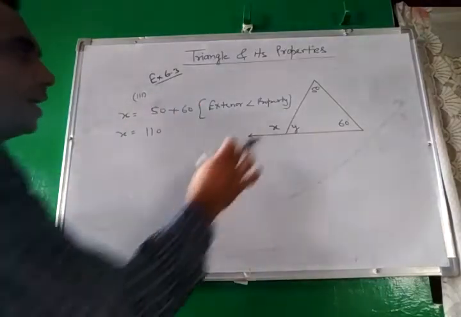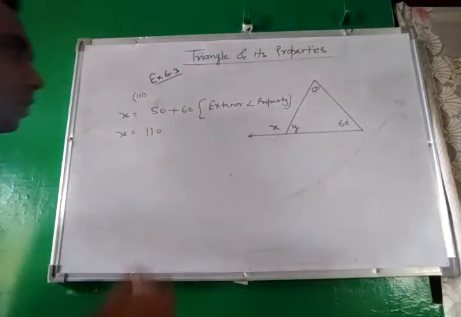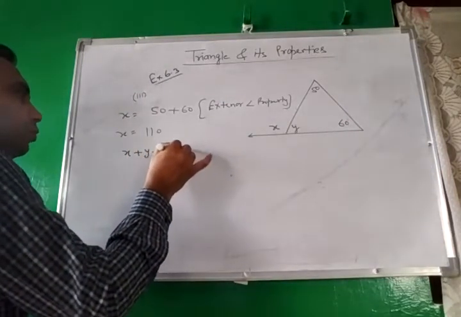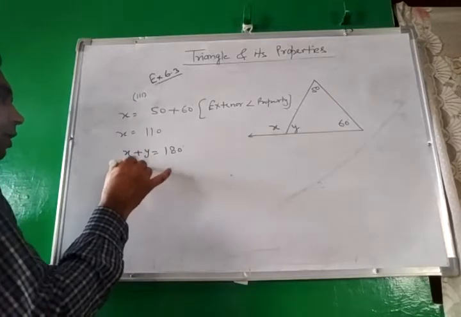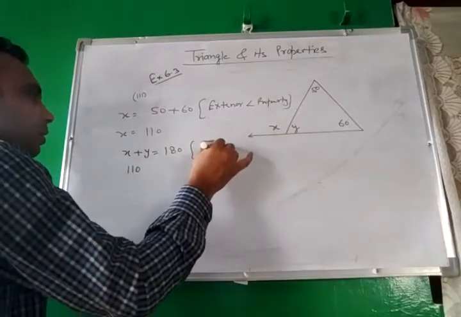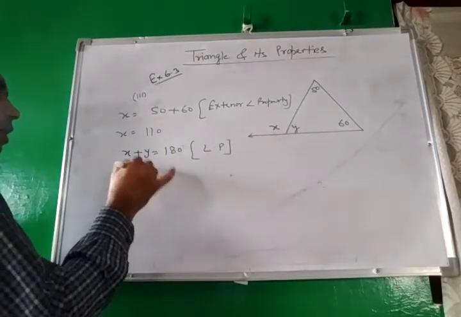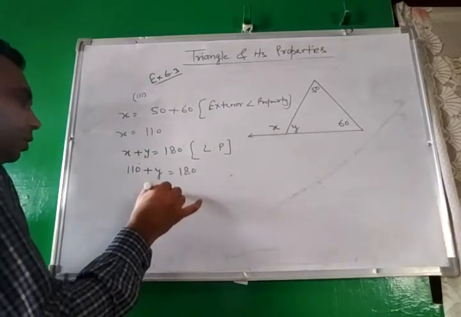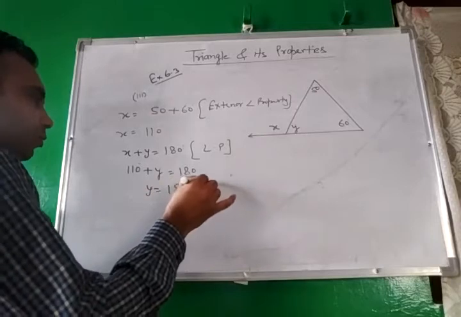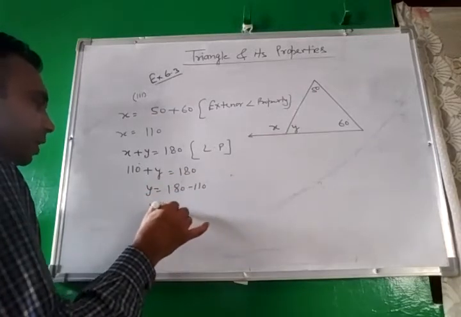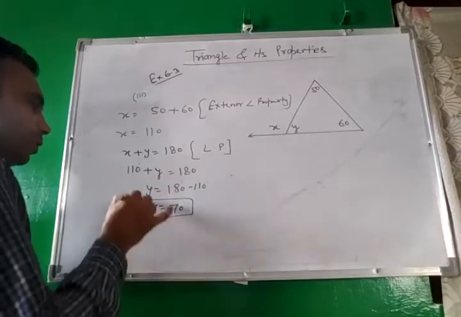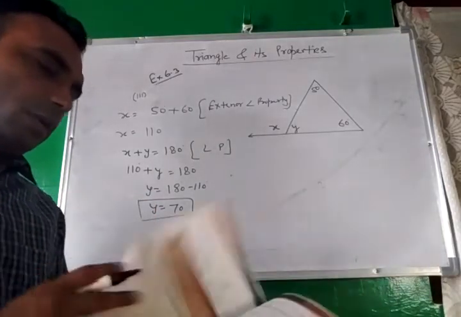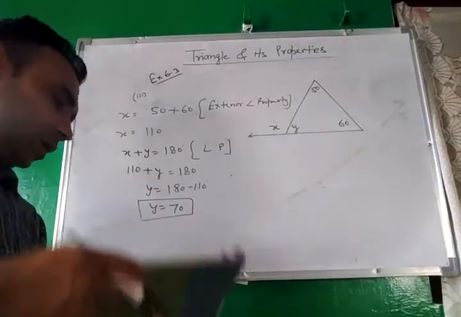110. Now x plus y is a linear pair, so again 180. So x plus y is equal to 180. x is 110. Reason: linear pair. So 110 plus y is equal to 180, or y is equal to 180 minus 110. y is equal to 70 degrees. These are the values of x and y.